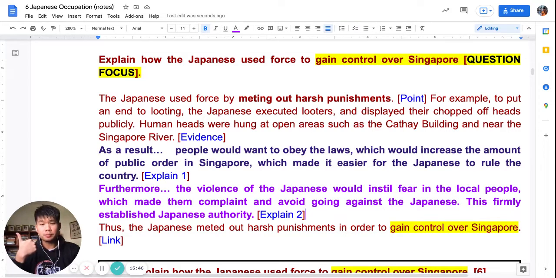So the Japanese, while ruling the country, had a much smoother time maintaining control. Secondly, because the Japanese are so violent, people don't want to step on the Japanese's toes. They are very compliant and avoid resisting. And now the Japanese have all the power. Thus, the harsh punishments meted out by the Japanese helped them gain control. That's it. This is an explained essay.